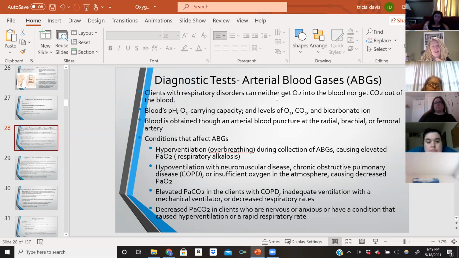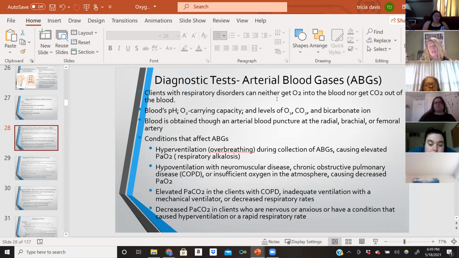So things that can affect our ABGs. When we overbreathe, also called hyperventilation, these are your patients that are having anxiety attacks. They're overbreathing. It's going to cause elevated PaO2. So that's going to be respiratory alkalosis.